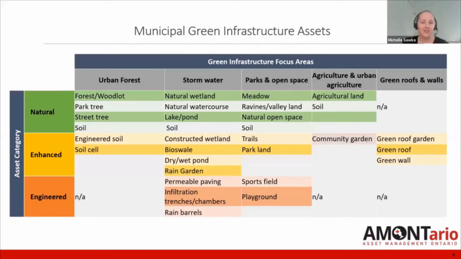Now, this is a matrix of all the potential green infrastructure assets that there might be in a municipality. And it essentially summarizes everything I've mentioned so far. So I'm not going to go through it in detail, but I did want to include it in this PowerPoint so that you might have it for future reference in case it is helpful when you start your asset management planning process for green infrastructure.